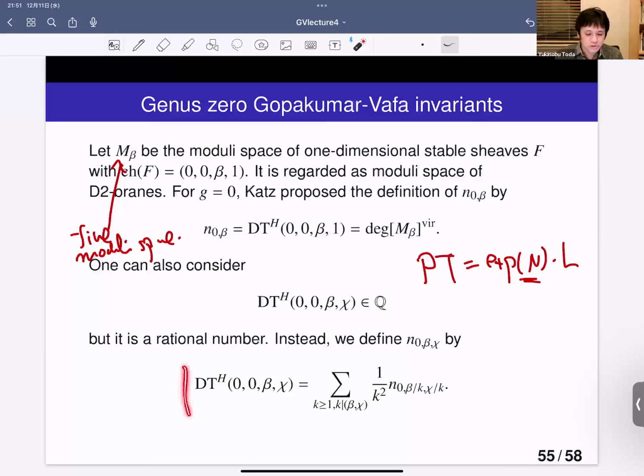This is defined using this multiple cover formula. So this is very similar to the multiple cover formula of the genus zero Vafa invariant, but the difference is that this power is not 3, but 2. But anyway, a priori this is a rational number, but using this multiple cover formula, we can define this number. So this number is also called the BPS number.